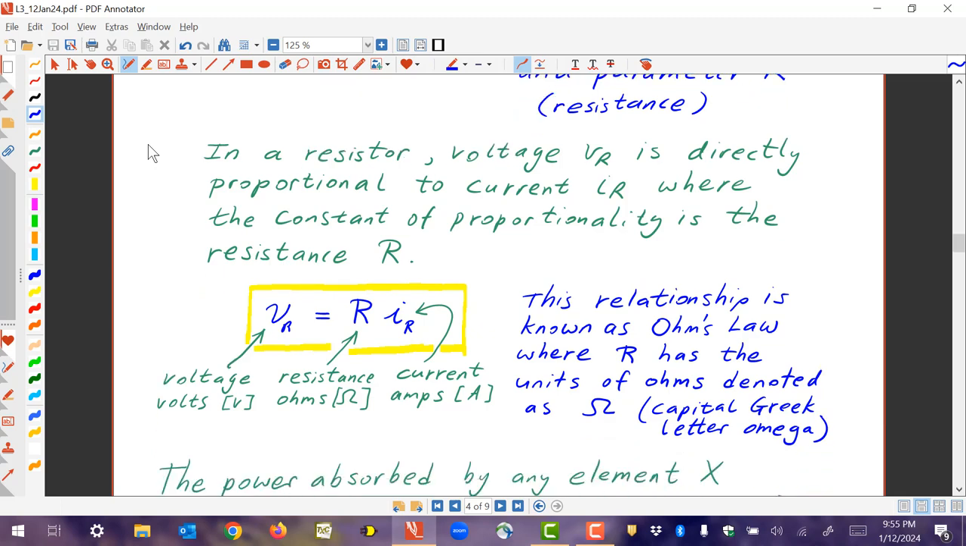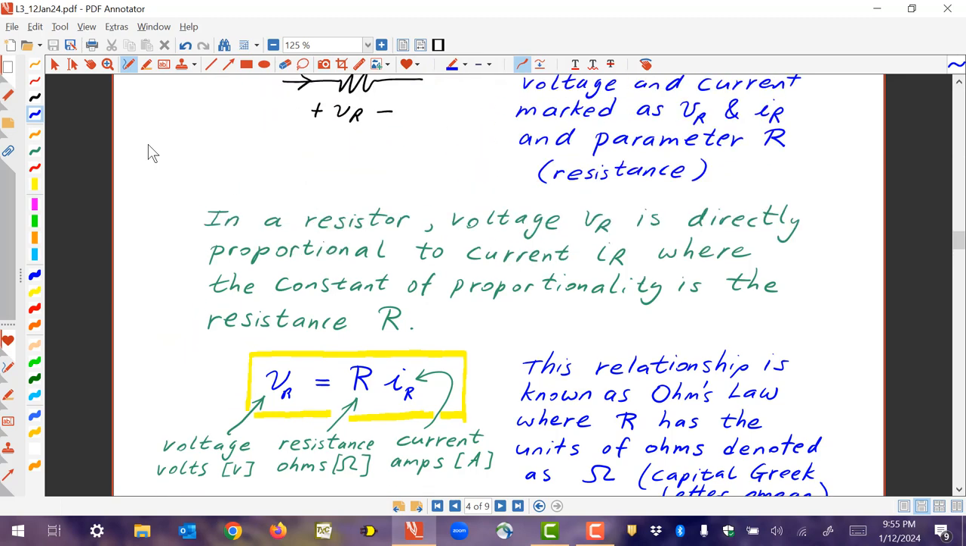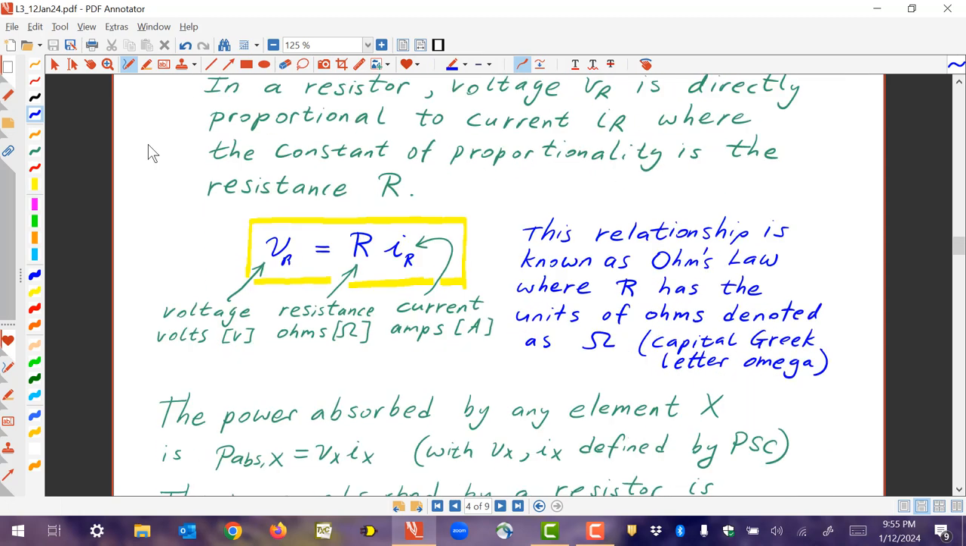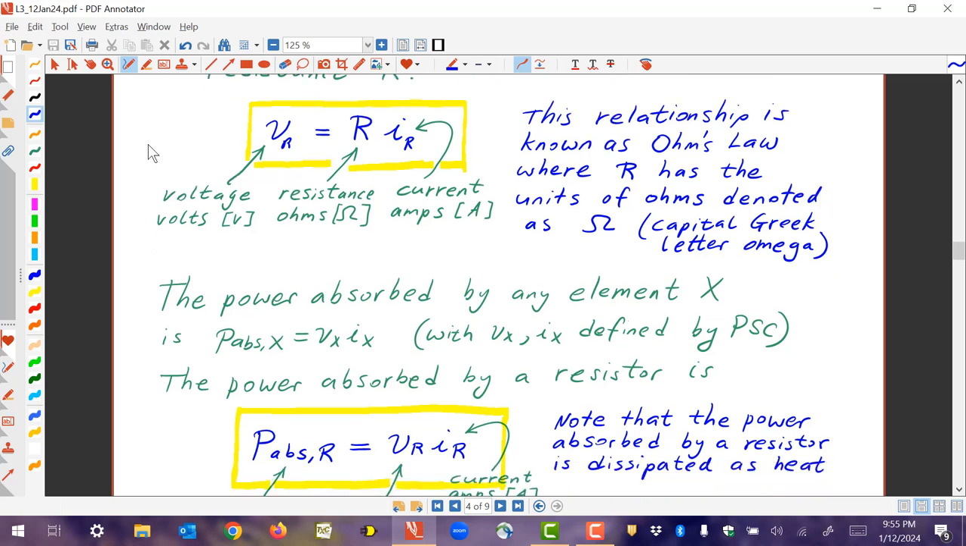So what else can we say about the resistance? Well, for any generic element, as shown on top of the page, Vx, Ix, that's marked with a passive sign convention pair of voltages and currents, right? Then the power absorbed is Vx times Ix. It's just a product of the voltage and the current. And for a resistance, it's just VR times IR, because that's what the passive sign convention based voltage and current are.